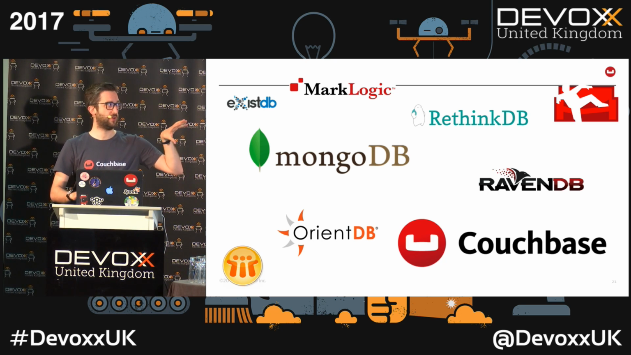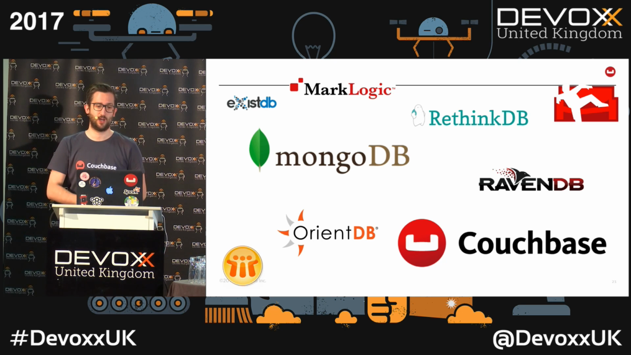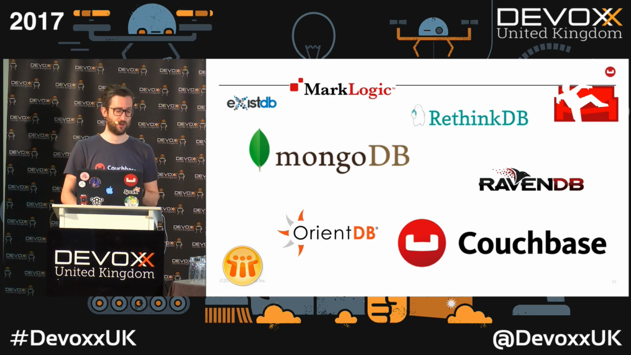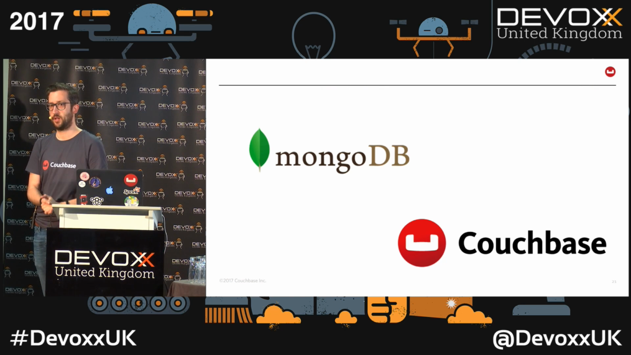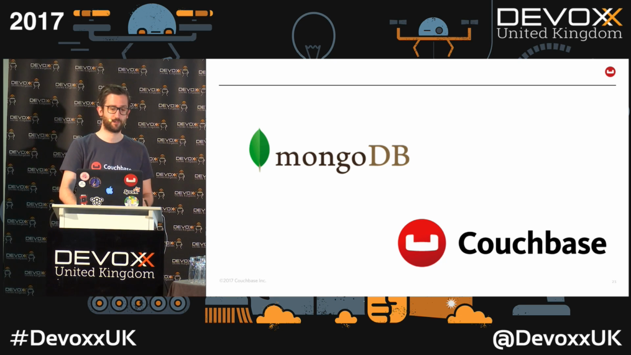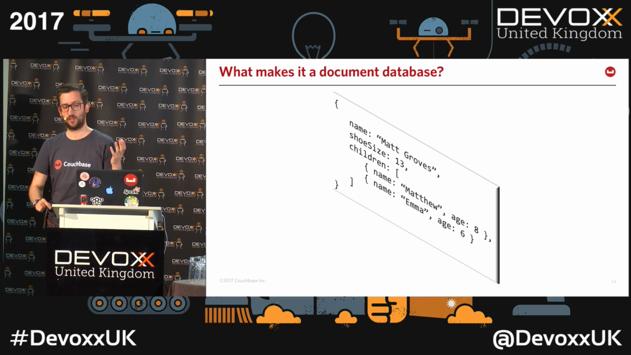RethinkDB, of course, had their own problems as a commercial entity, and it's now taken on as an open source project, and another great technology. Nonetheless, in terms of adoption, Couchbase and MongoDB are the two largest. And they have commonalities between them. JSON being the data storage format.